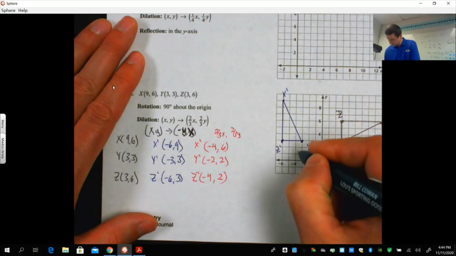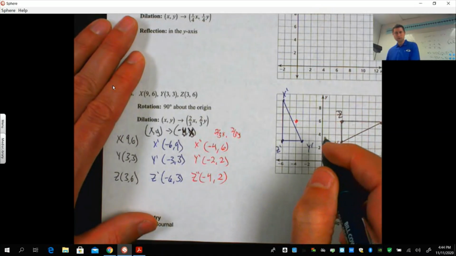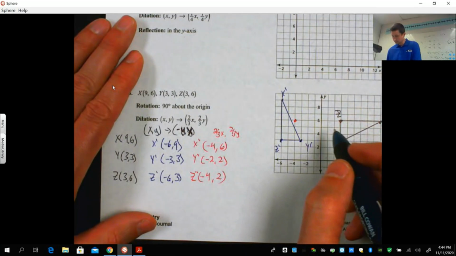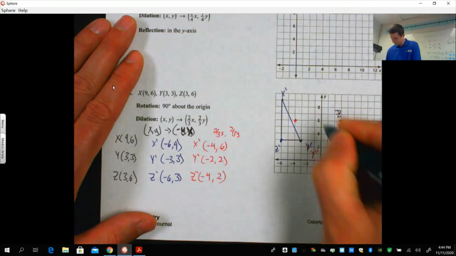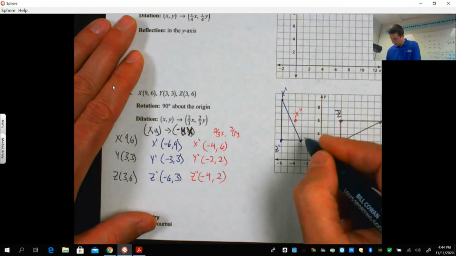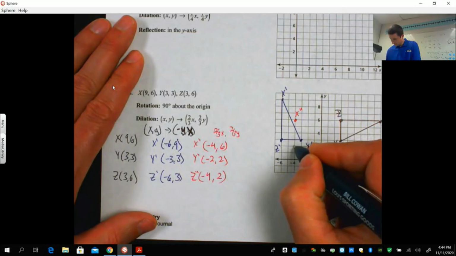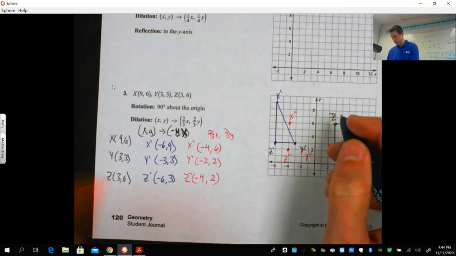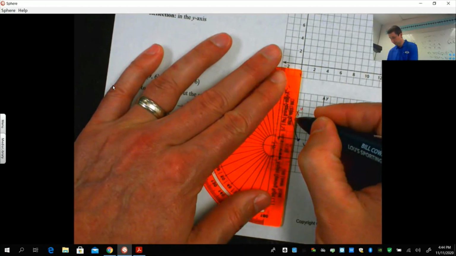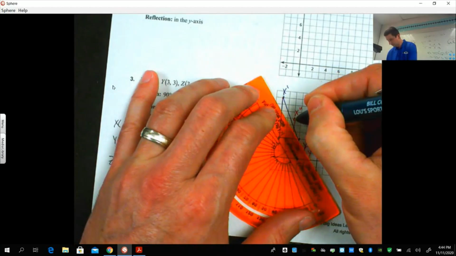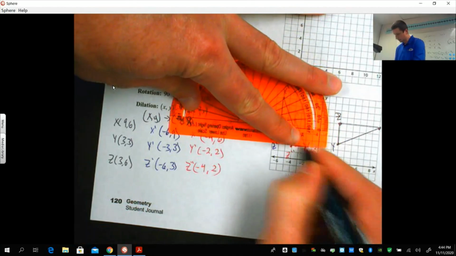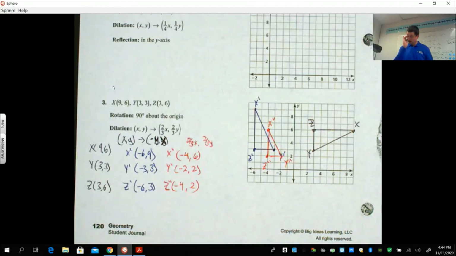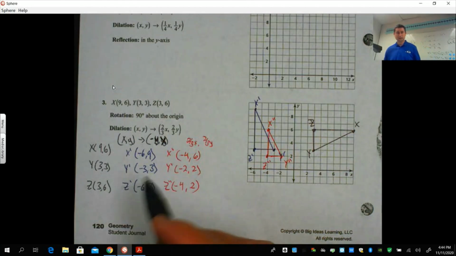So negative 4, 6. Everything should be 2/3 the distance from the origin now. Negative 2, 2. And negative 4, 2. So our shape should be smaller. We're multiplying by something less than 1. Shape should be smaller. Okay? That's what you're doing with that. Writing these details out is going to be helpful, help you keep those points straight.